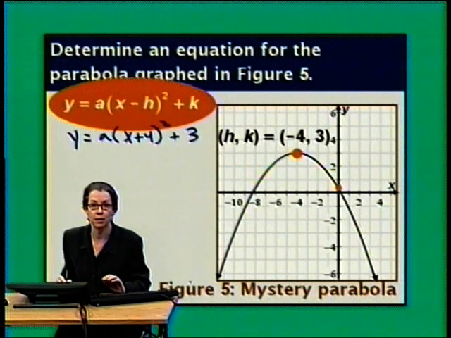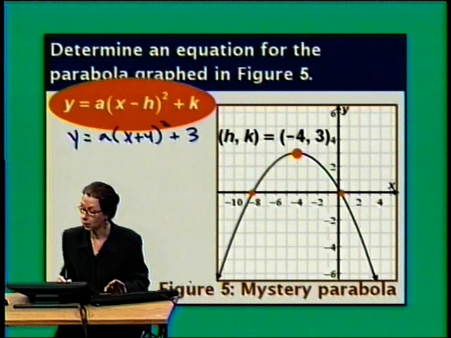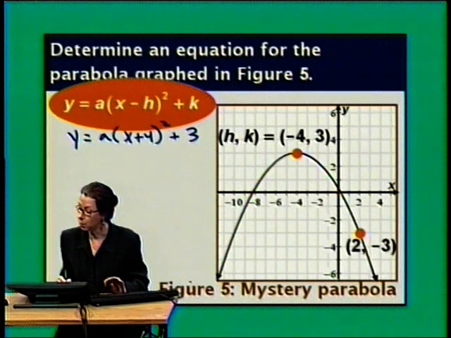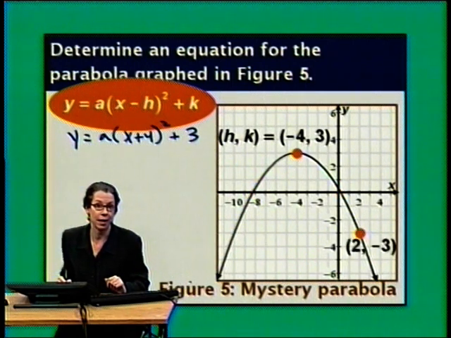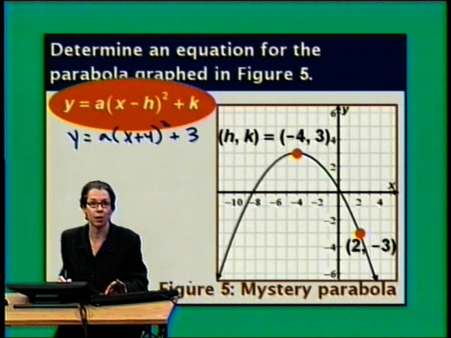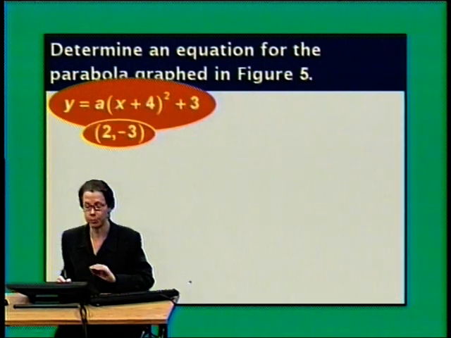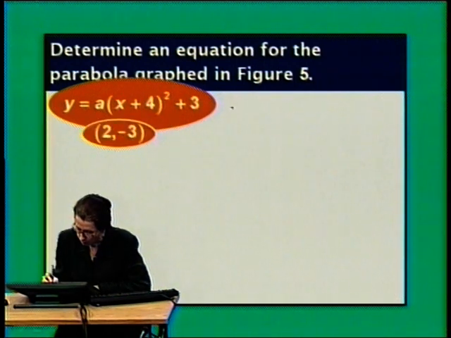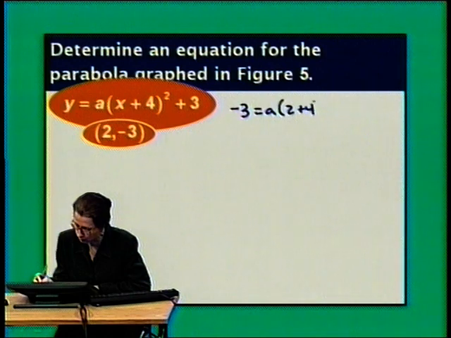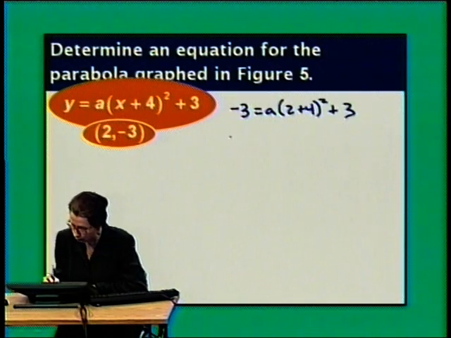I just need some other point on the parabola. The vertical intercept's not going to work. The horizontal intercepts aren't going to work for me. But I see that the point 2, -3 is on the parabola. I'll use this to determine a. When x is 2, y is -3, so substituting 2 for x and -3 for y, I end up with an equation I can solve for a.